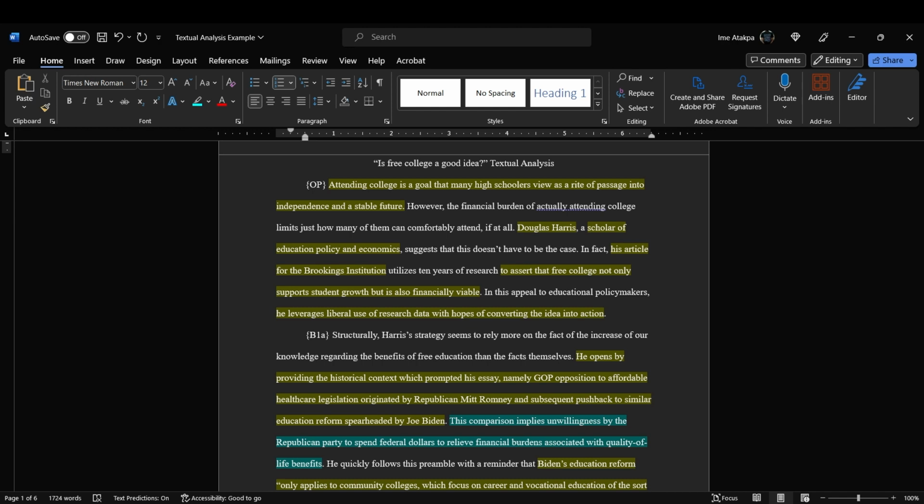Attending college is a goal that many high schoolers view as a rite of passage into independence and a stable future. It's a statement of fact. It has to do with the topic, and I can transition from that into the specifics of what I'm going to be analyzing.